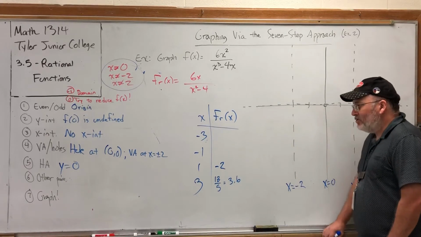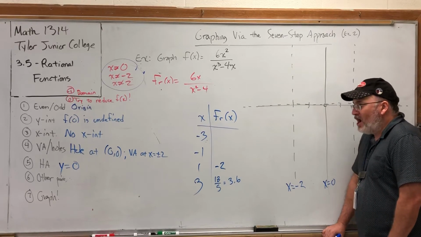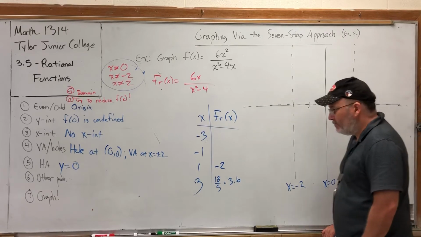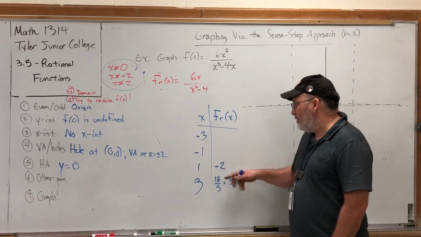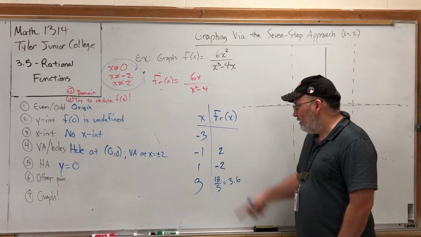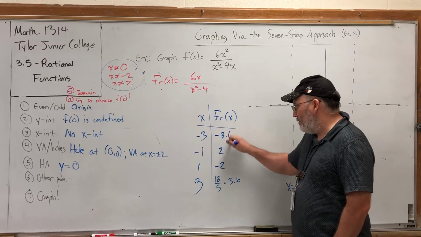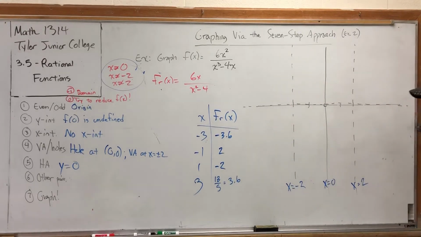Now I can substitute -1 and -3 and get their answers, but again, being an odd function means opposite inputs produce opposite outputs. So since 1 and -1 are opposite inputs, their outputs will be opposite. This output is 2. And the same thing with 3 and -3. This output is -3.6. Substitute them if you don't believe me, or if you don't want to have to think about it being an odd function.